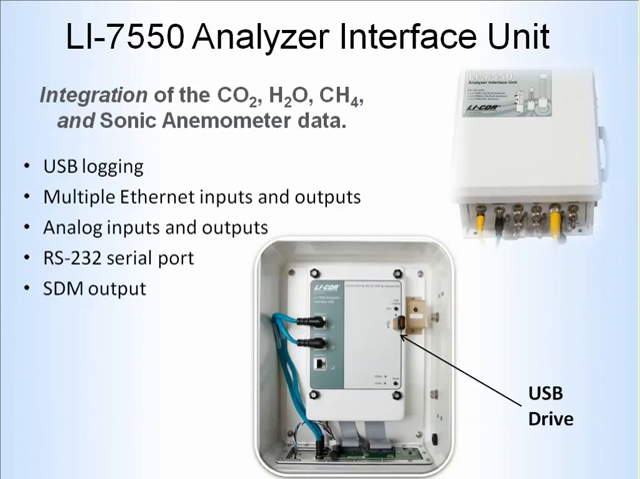Some of the unique features of utilizing this box is you have a USB drive, which allows you to log your data. You have multiple Ethernet inputs and outputs, so you can connect to different instruments, different computers. It gives you remote access real easy. You have analog inputs and outputs. Again, that's for connecting sonic anemometers, for example. You can wire a sonic anemometer straight into this instrument so that you can collect the wind data along with your CO2, methane, and water concentrations. And then we have the standard serial port, and also an SDM output is available for those that might have a Campbell data logger.